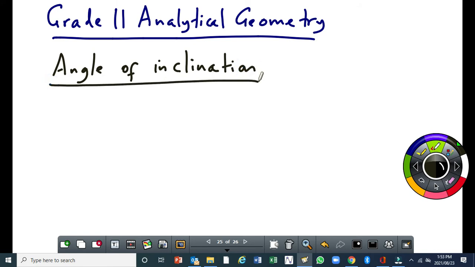Okay? Now, first thing you need to know is that this is a totally new concept to you, but you have a bit of background with regard to what inclination is all about in terms of calculating gradient using trig ratios to find the size of an angle, right? So first thing, I'm going to define what an angle of inclination is.